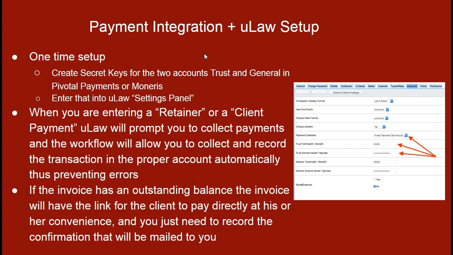Once you've established that relationship with one of these four vendors, and you've got that information about that kiosk, terminal, merchant ID, each account or ID comes with its own secret key or password. So you have an account number and a secret key for your trust, and this account or merchant ID, etc., with a secret key for your general. That information is then entered into uLaw through secure settings, and once you save it, uLaw automatically recognizes that you have now integrated with one of these vendors.